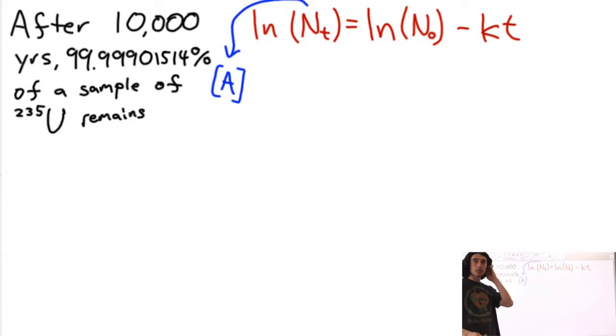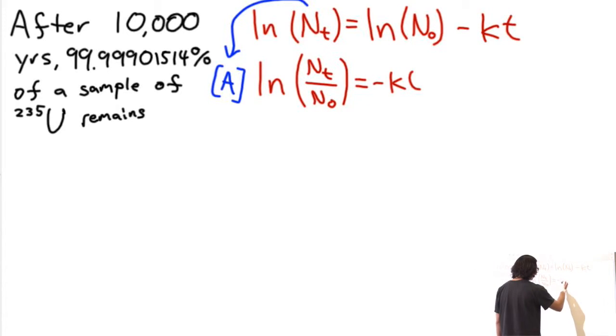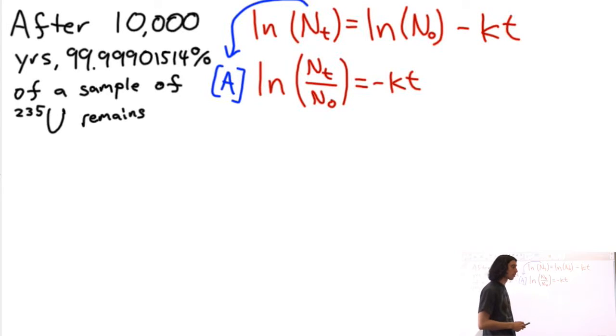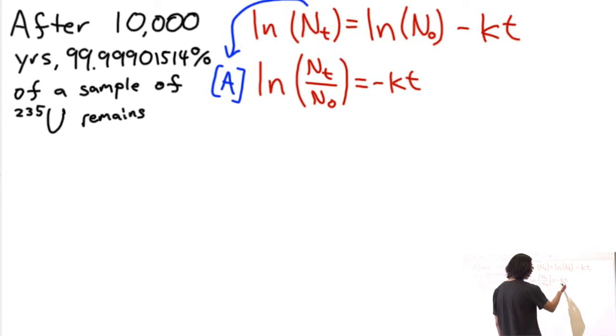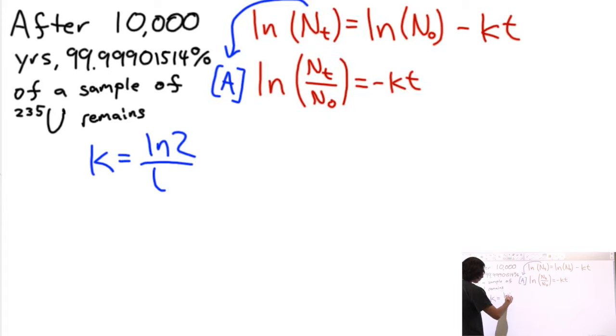So here's the integrated form of the first order reaction equation, and we can rearrange it as such. Natural log of n at time t over n at initial time is equal to negative kt. It's just using your log rules. And then this k, we know something about it because we know that k is equal to the natural log of 2 over T1/2 in a first order reaction system. So this T1/2 is what we're looking for right here, that half-life.